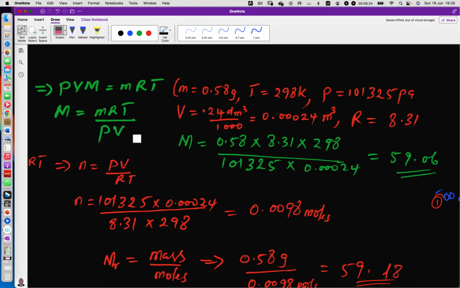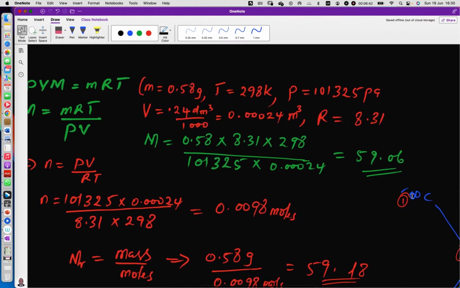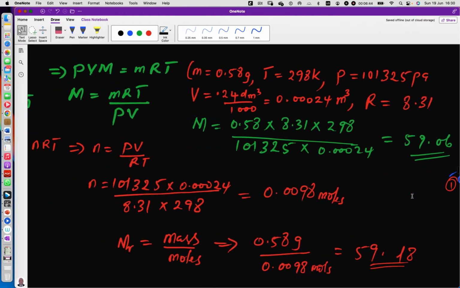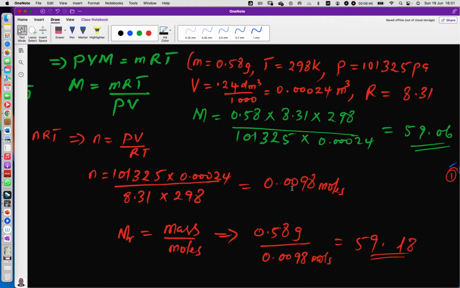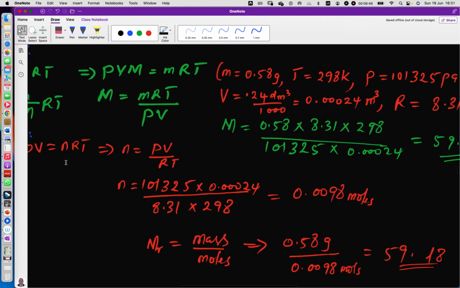Divided by PV. So we are dividing it by PV. When we do that, that's the pressure times the volume, and we will have 59.006. Another method you can still do using this very conversion: since the ideal gas equation is PV equals nRT, we will look for the number of moles.